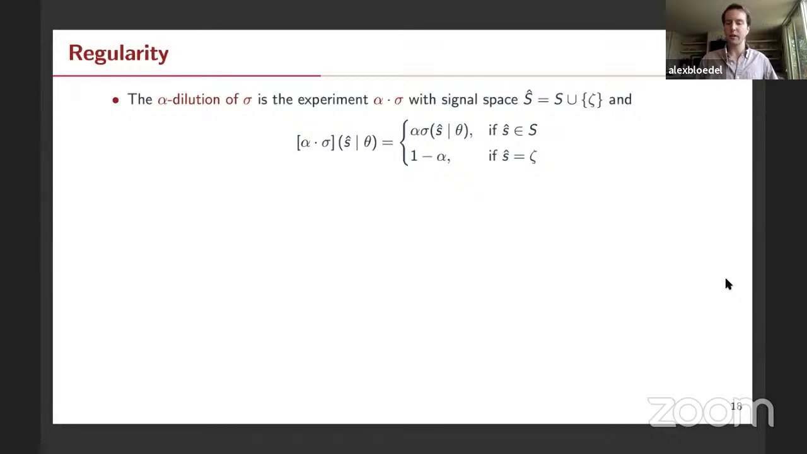Okay, so regularity is defined in terms of these objects called alpha dilutions, which at least Philipp will recognize. So the alpha dilution of an experiment sigma, which is denoted by alpha dot sigma, is basically the experiment that runs sigma with probability alpha. So think about flipping a coin. With probability alpha, it comes up heads, and then you run sigma. With probability 1 minus alpha, it comes up tails, and then you don't learn anything. So clearly, when alpha equals 0, this dilution is completely uninformative. When alpha equals 1, you're just back at the original experiment sigma, and the informativeness of this dilution is increasing in this alpha weight.